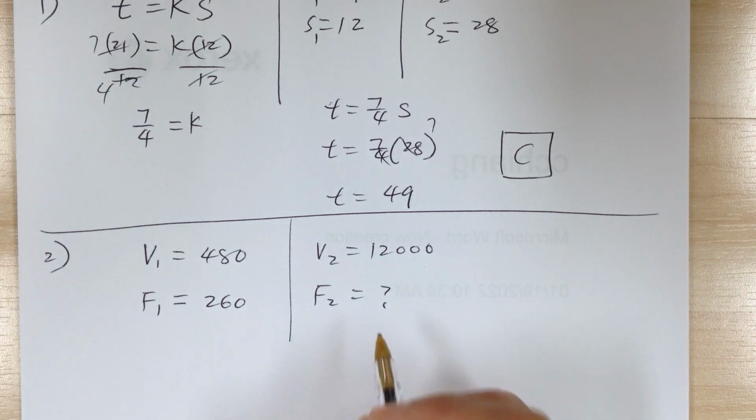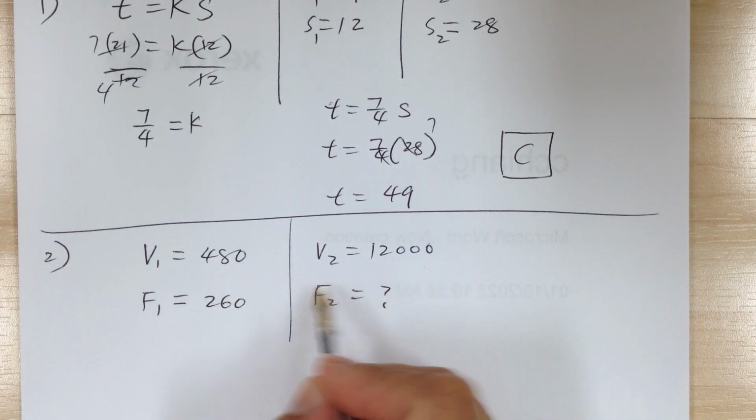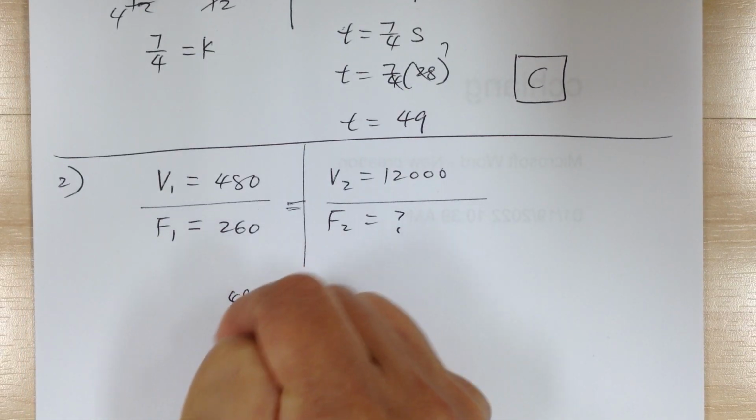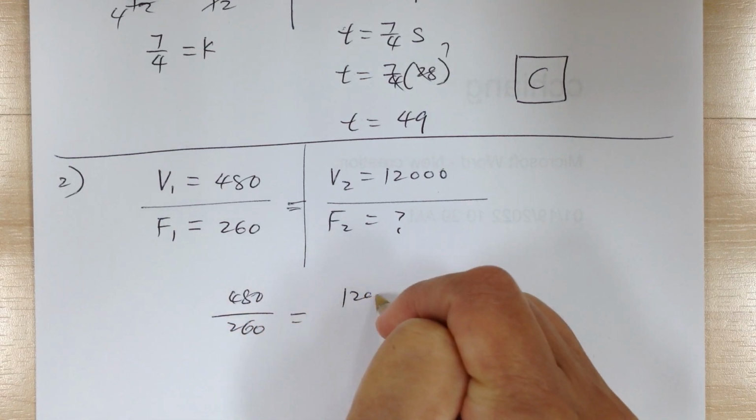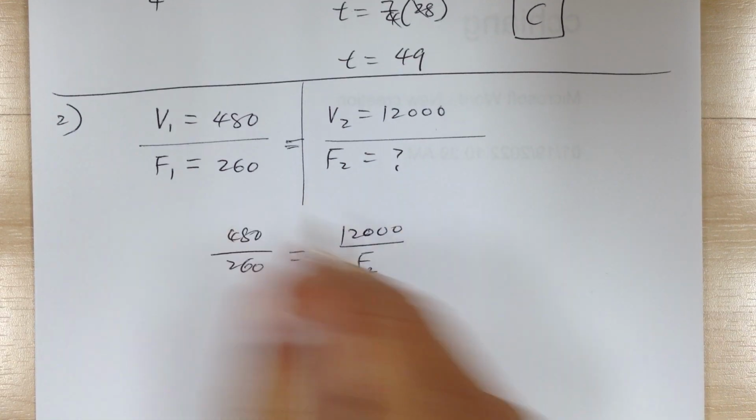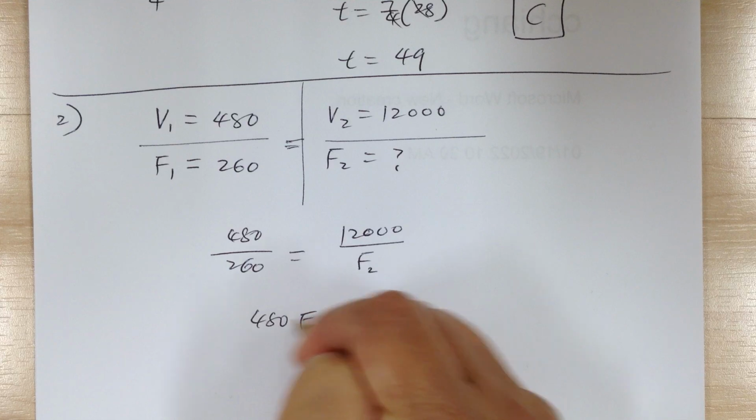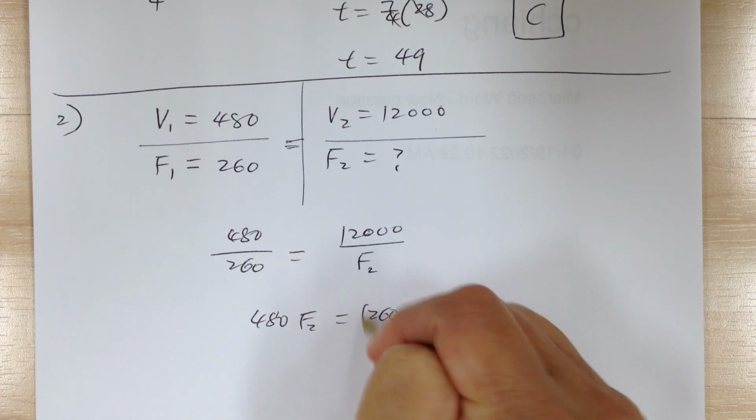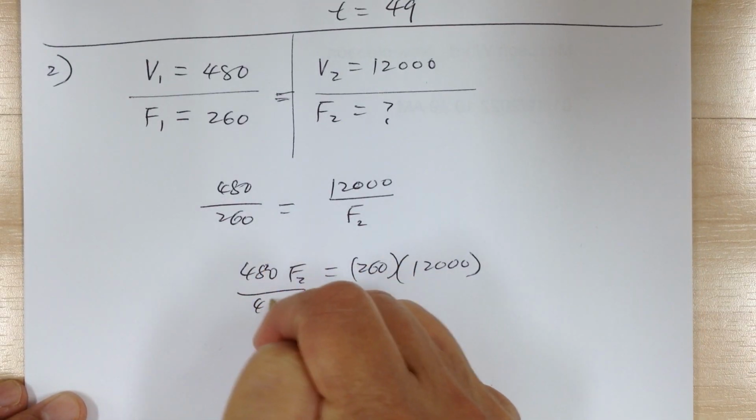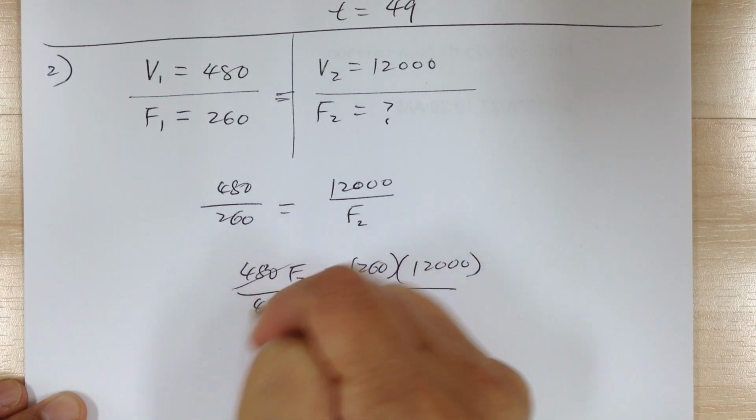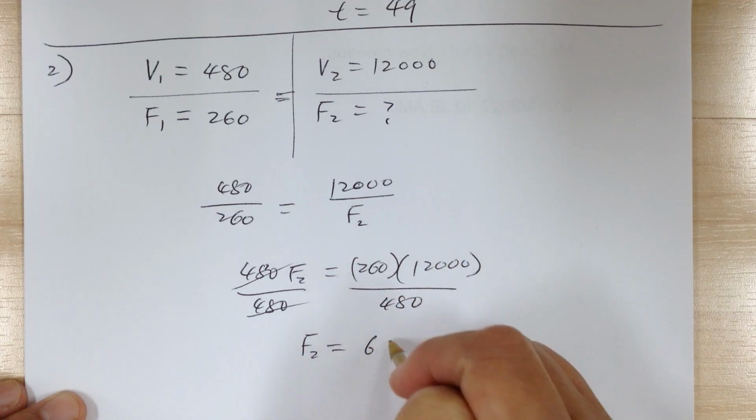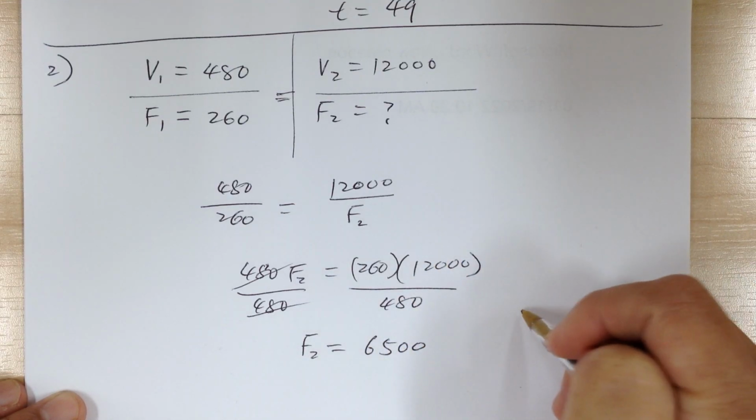Okay, so in this case, you can use a ratio, okay? And so whatever you see, that's your equation. So you can just put this like this, and that's your equation. Okay, so you got 480 over 260 equal to 12,000 over F2. Then after that, go and cross multiply. So you got 480 F2 equal to 260 times 12,000. And after that, divide by 480 on both sides. So this will cancel out. So your F2 would be equal to, use your calculator and you can figure out that it's equal to 6,500. So this would be answer B.